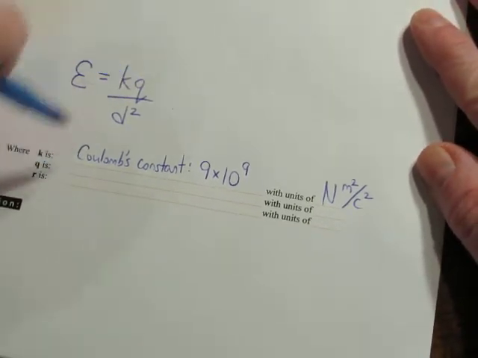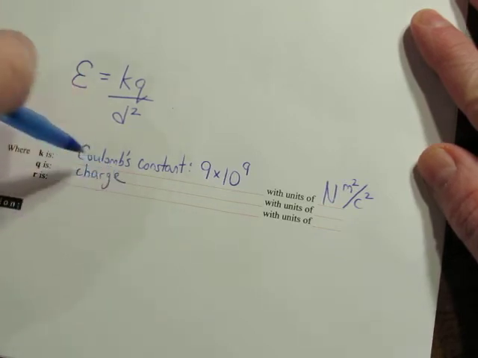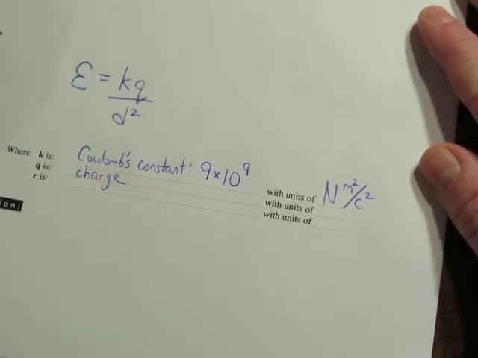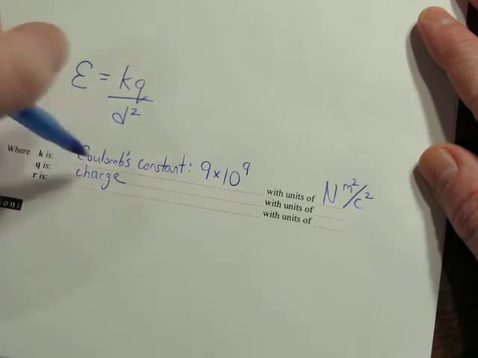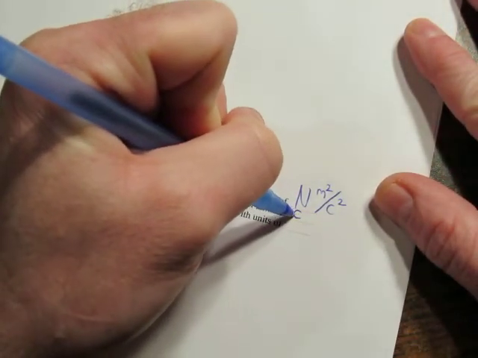Q is charge, and when you do an electric field calculation, there's only one charge, so you don't even have to call it charge 1 or charge 2. The units on charge are coulombs.